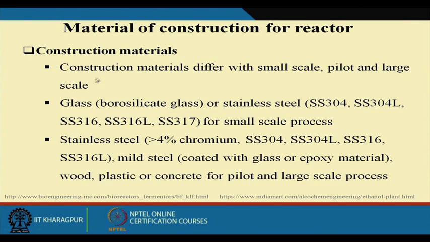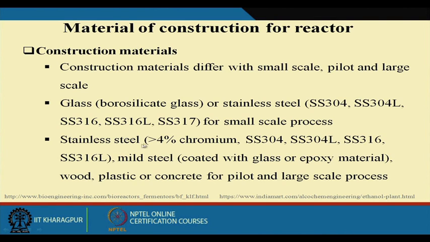Now we have different qualities of stainless steel. We can have SS304, SS304L, SS316, SS316L, SS317, for small scale and also for pilot scale industries. I worked with the citric acid industry, and since we are producing citric acid, and citric acid has a slightly corrosive property, we usually prescribe SS317 for that.